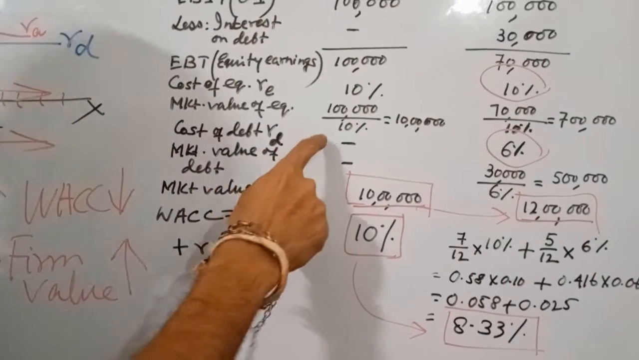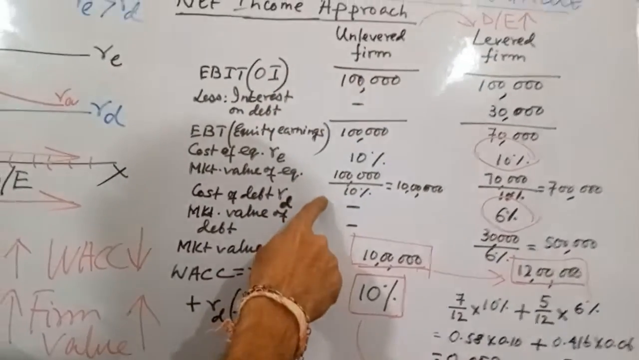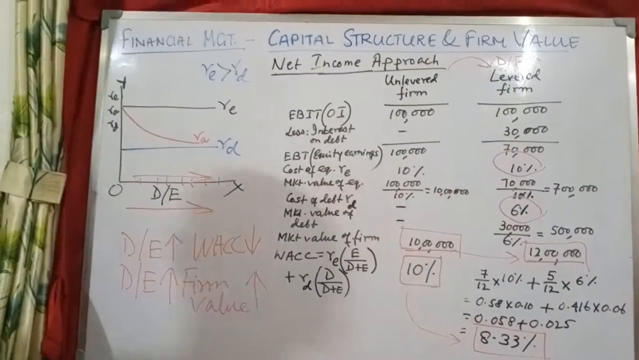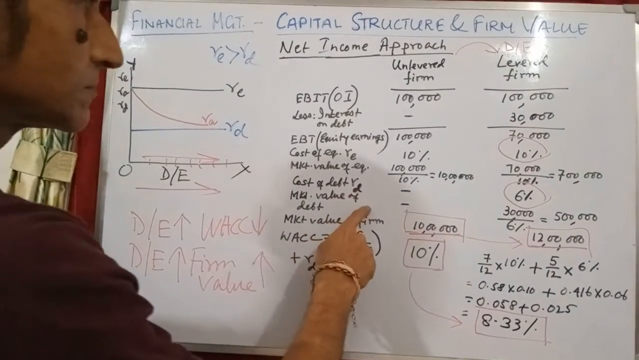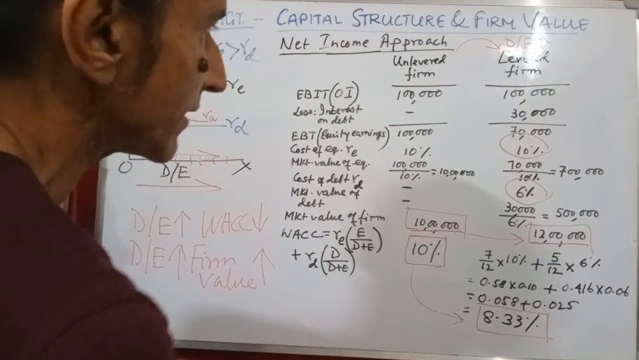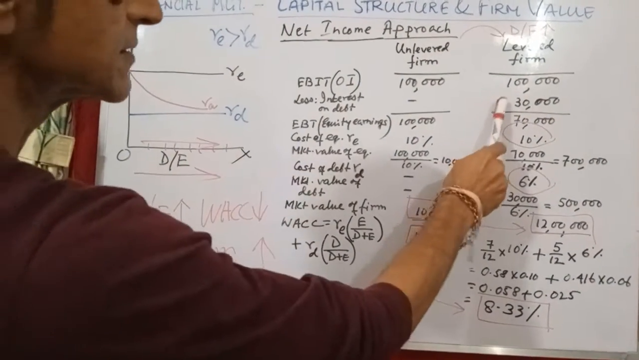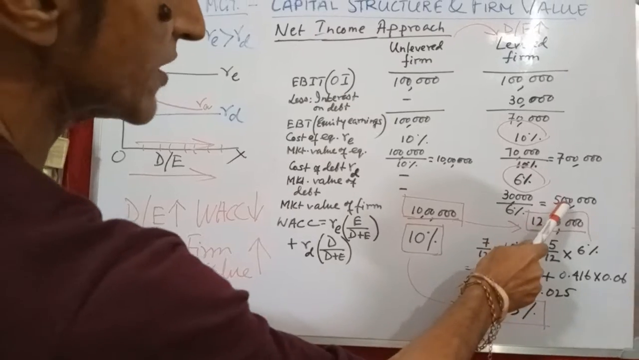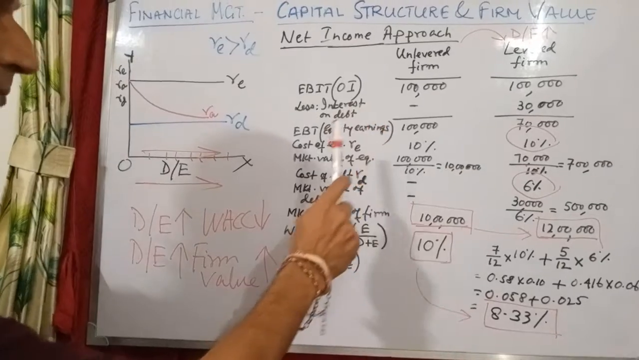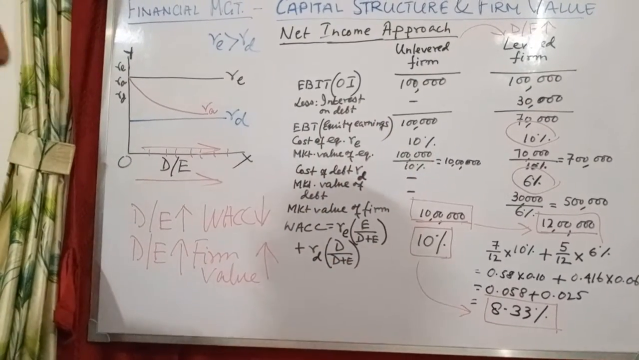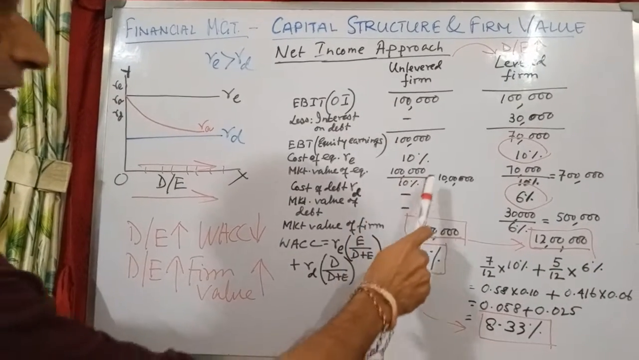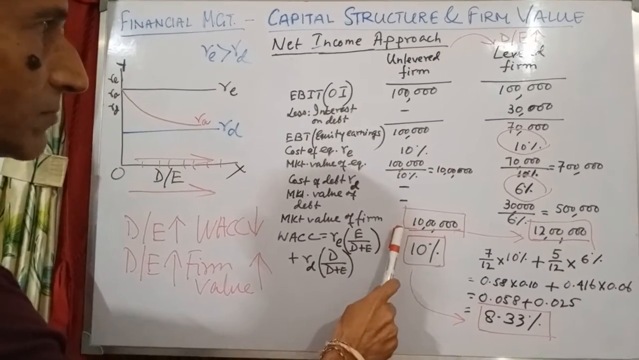Now cost of debt: the unlevered firm has no debt, so there is no cost of debt, while the levered firm's cost of debt is 6%. Therefore the unlevered firm has no market value of debt, while the levered firm's market value of debt is interest divided by cost of debt, that is 5 lakh. So market value of the firm is market value of equity plus market value of debt. Since the unlevered firm has no market value of debt, its market value of equity becomes the market value of the firm, that is 10 lakh.